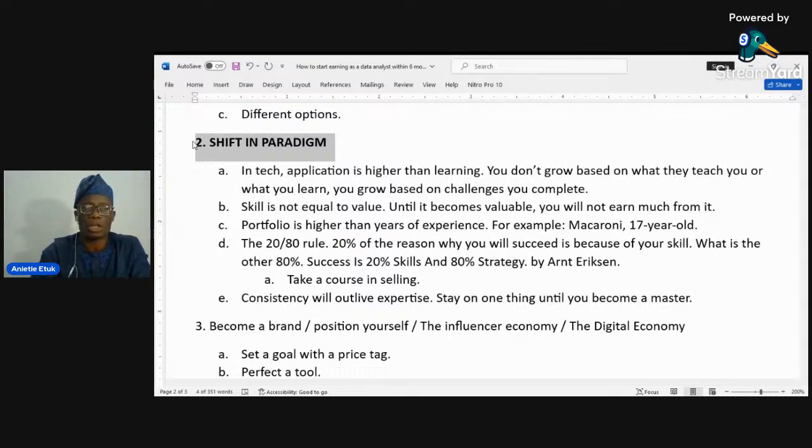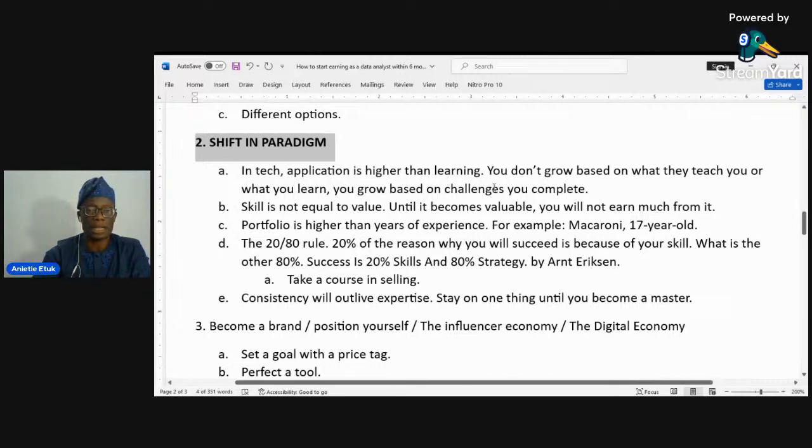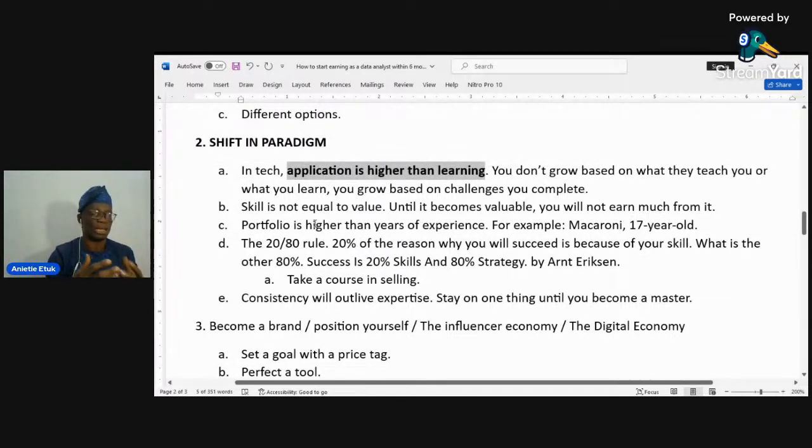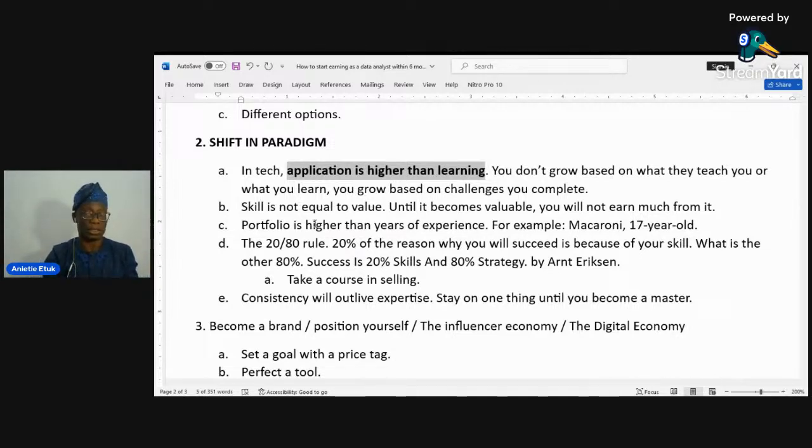So let's start with the first one. The first one is that in tech, application is higher than learning. Most people, when they try to learn anything that has to do with tech, focus on the learning part and ignore the part where they have to practice. I've seen some persons in class, when they go for a tech program, attend classes, take notes, do the practice in class, but they don't go back and take up challenges.